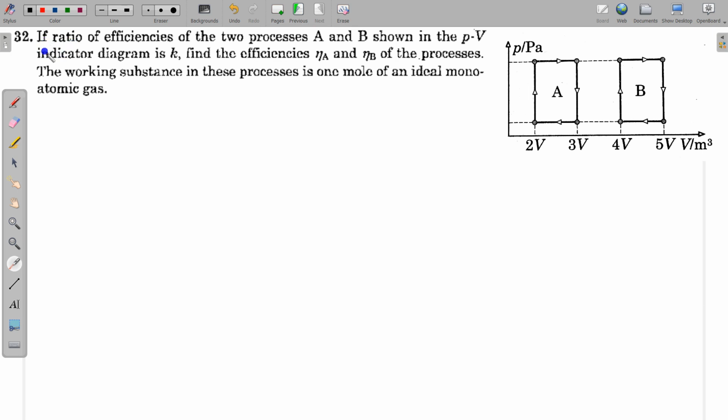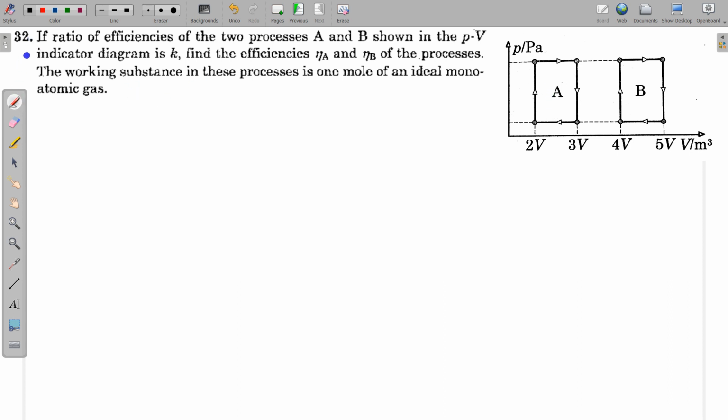In this video I am taking a problem on thermodynamics from Pathfinder. The problem statement is: if the ratio of efficiencies of two processes A and B shown in the PV indicator diagram is K, find the efficiencies individually for process A and for process B. The working substance in these processes is 1 mole of an ideal monatomic gas. So this is one process and this is another process, and the ratio of efficiency in both the processes is given, and we have to find the individual efficiencies in the two situations.